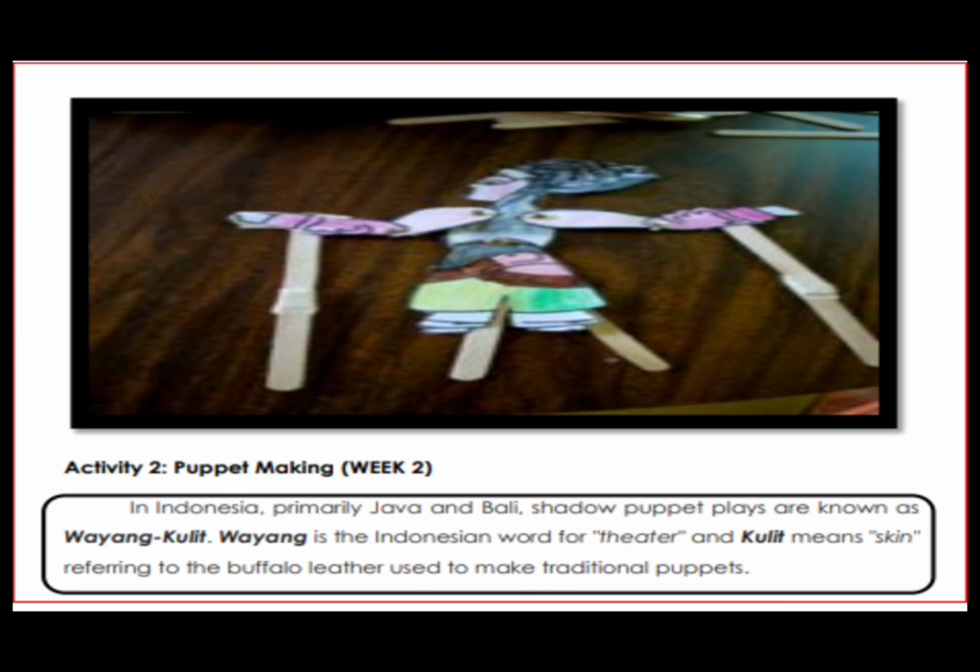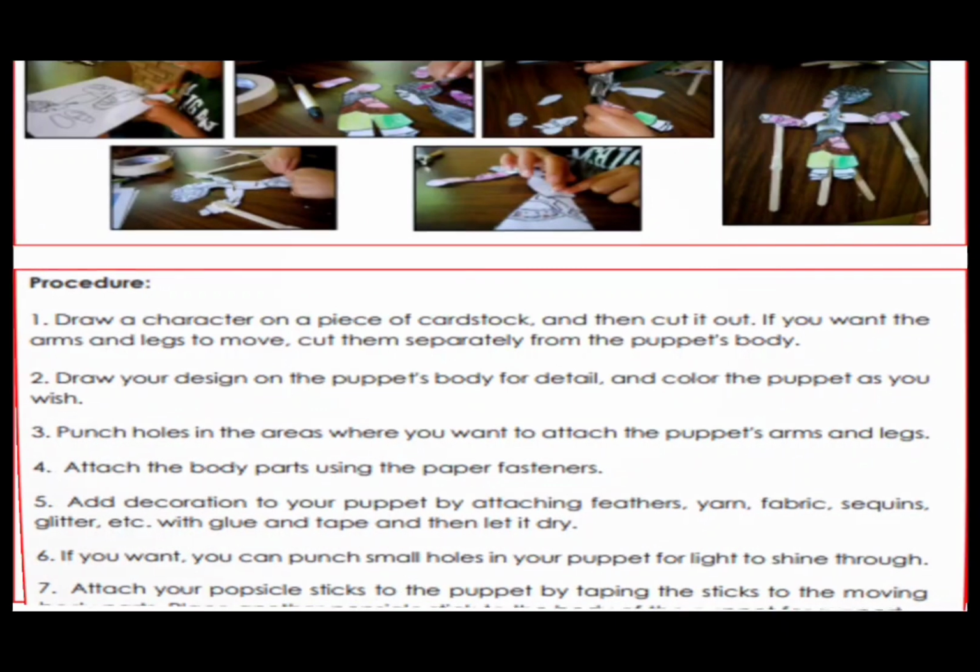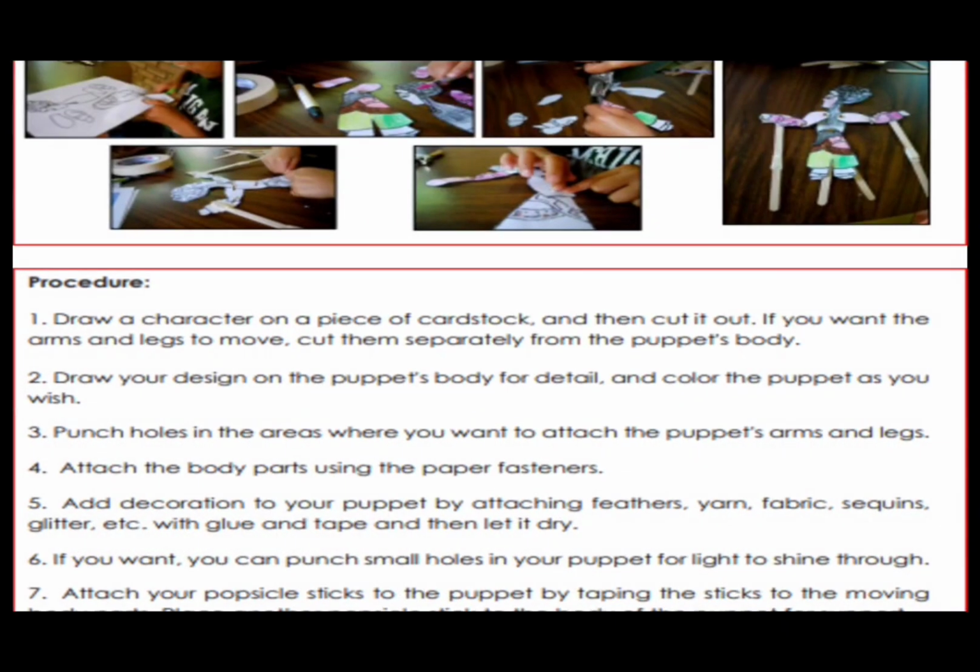In this activity, you will be needing the following materials: cardboard or empty box, scissors, pencil, single paper fastener, tape, hole punch, bamboo sticks or popsicle sticks, decorative elements such as crayons, markers, sequins, paint, glitters, etc. Here is the procedure on how to make the puppet.